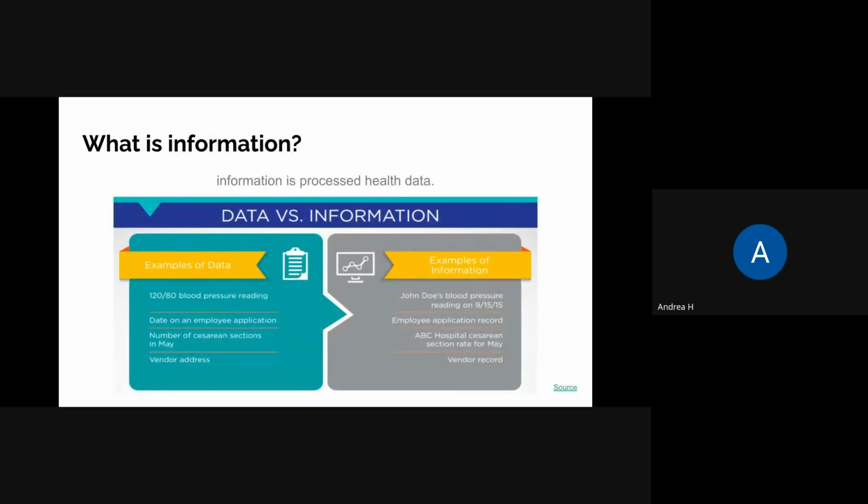So here's an example of data versus information. You can have a single data point like blood pressure, 120/80, but by itself, it doesn't mean anything as a single data point. But if you add in some more information, like let's say it's John's blood pressure on a certain day, then at that point, it becomes more useful.